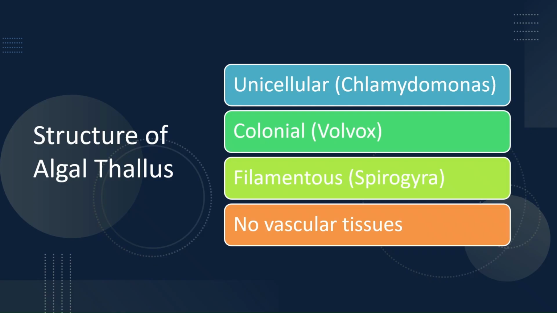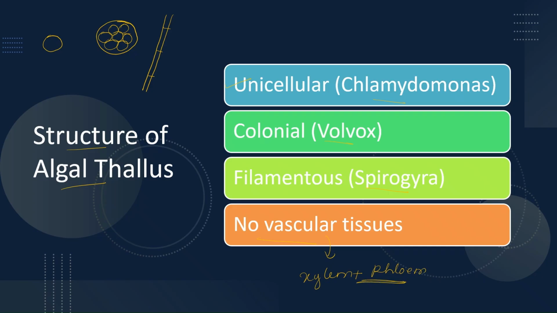Structure of algal thallus. First one is unicellular, means only one cell. That is called unicellular. Example, Chlamydomonas. Colonial, example, Volvox. Colonial means many algal cells are present in a colony. Filamentous. Filamentous means in a filament structure like this. This is filamentous. Example, Spirogyra. And they have no vascular tissue. Vascular tissue is nothing but xylem and phloem. So they have no xylem and phloem, means no vascular tissues.